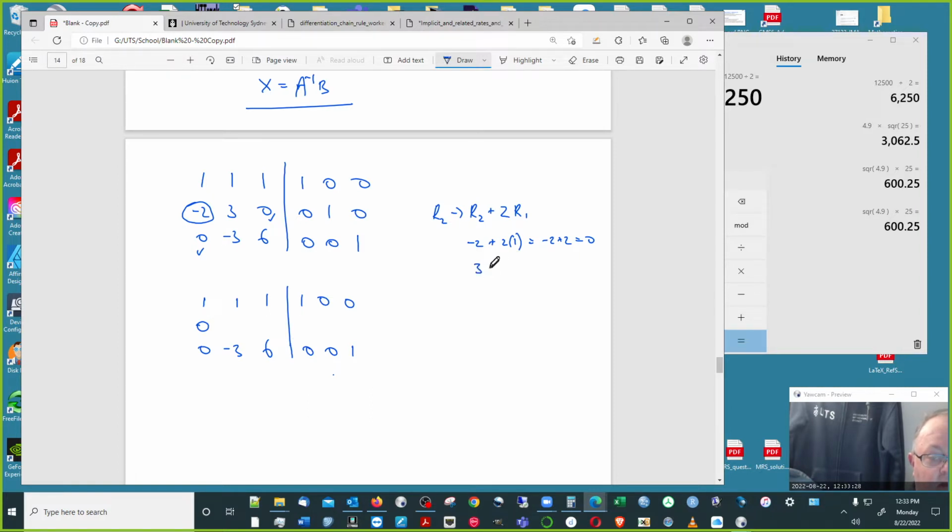3 plus 2 ones. 0 plus 2 ones. That's so you don't make a mistake, right? Because if you make a mistake, you have to go and do it all again. 0, keep going, plus 2 times 1.